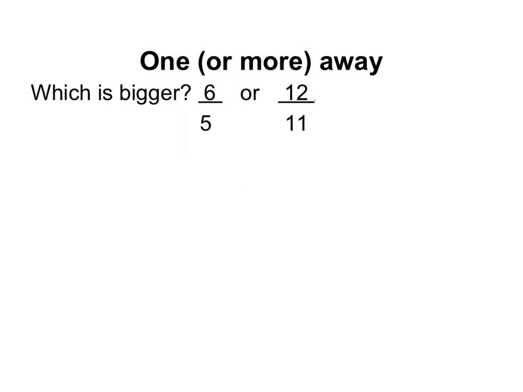Okay. This is called one away. This is the one that's going to require the most thinking, the most thought process to get our way through. Okay. One away, we're talking about being one piece away from a known number. So here's our example. 6/5 and 12/11. They are both one piece away from what?